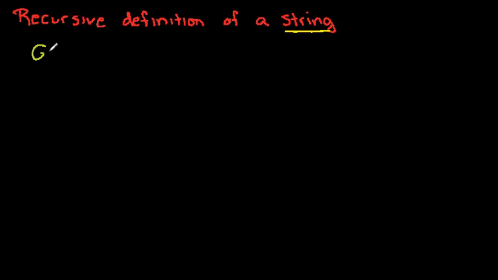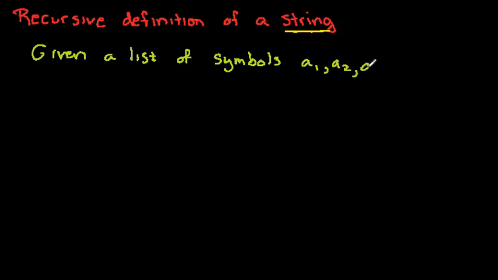So given a list of symbols, and we'll label these symbols A1, A2, A3, all the way up through A sub M. Given a list of symbols A1, A2, all the way up through A sub M, a string of these symbols can be defined in the following way.